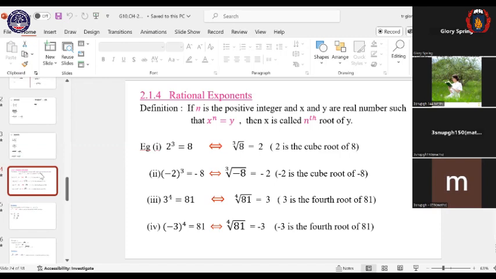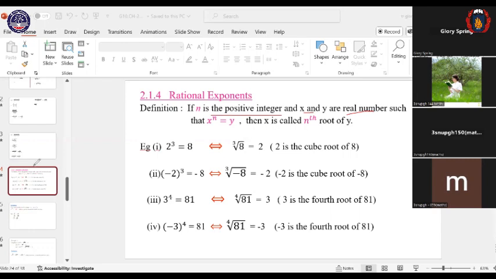That's it. Now, rational exponents. As you know, we look at exponents that are positive and negative, and now rational exponents. We have a simple premise: n is a positive integer, and x and y are real numbers.